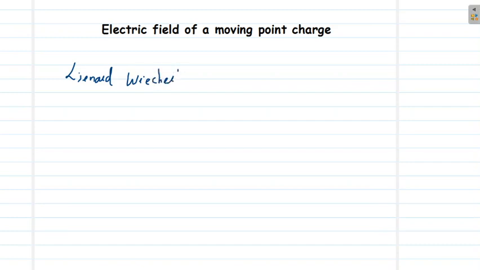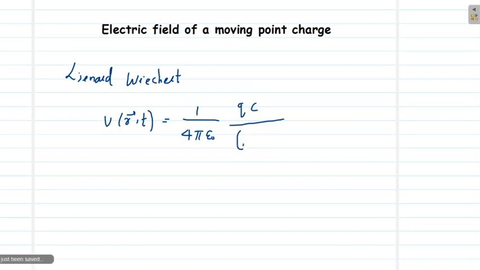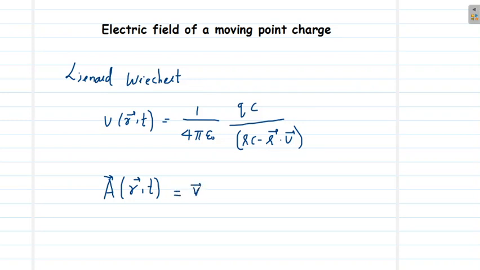There we got the equation for the scalar potential, which is given by V of r bar comma t equal to 1 by 4 pi epsilon 0 times qc divided by (rc minus r bar dot v bar). The equation for the vector potential was obtained as A bar of r bar comma t equal to v bar divided by c times V of r bar comma t.